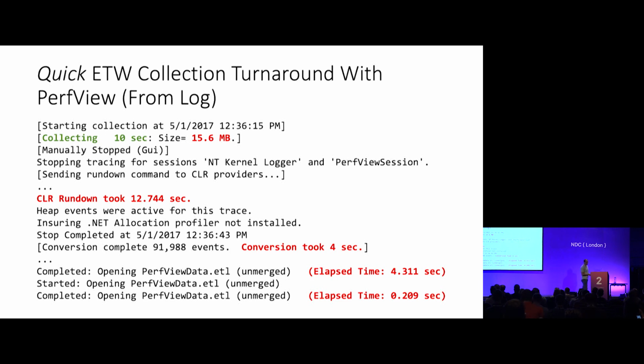This is an example of a performance session where I collected information from ETW using a performance tool called PerfView, and this is what the log looks like. First it says, collecting information for 10 seconds, and that generates 15 megabytes of data. So that's already a bit suspicious. It means if I collect for hours or days on end, I'm going to get really huge log files. But OK, let's leave that for a moment.